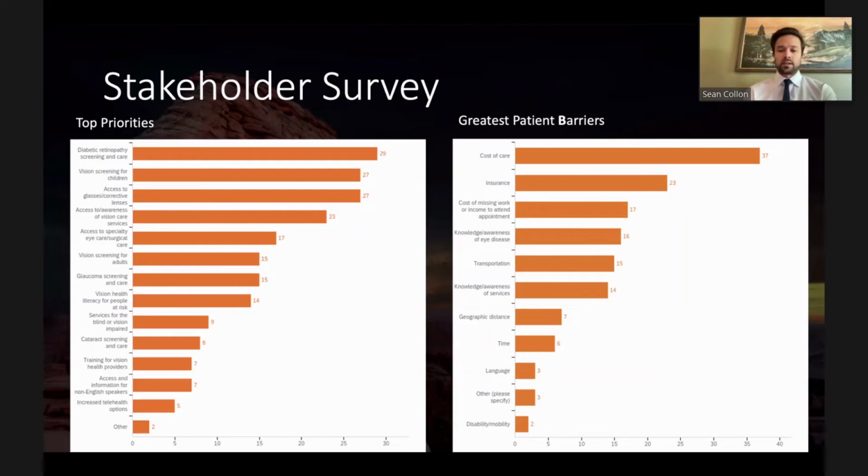But I think that the fourth one here on this list is actually something that ended up coming up quite a bit in comments and in the focus group. And that is knowledge and awareness of eye disease among patients.